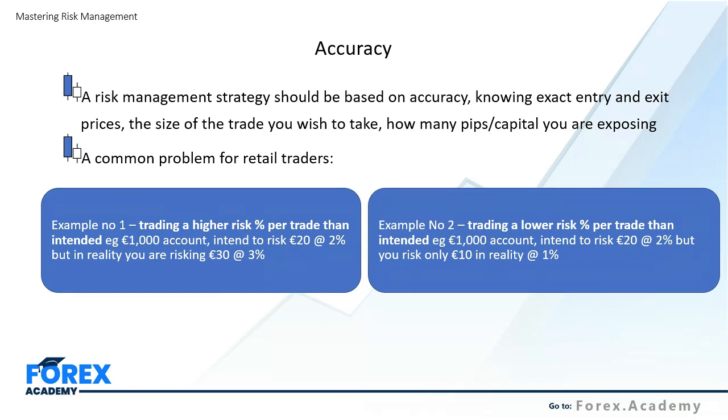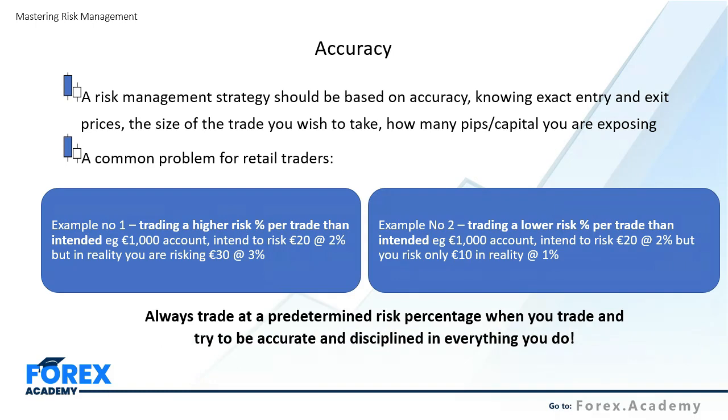And another common problem is trading, on this occasion, a lower percentage per trade than intended. So for example, this time we've still got the trader with the 1,000 euro account, and they intended to risk 20 euro per trade, which again is 2% of their trading account. But in actual fact, they were under trading in this example, and they were actually seeing losses of approximately 10 euro, let's say. And in reality, they were actually trading at 1% when they actually intended to trade a higher percentage than that. So it can work both ways. So it is important to try to maintain a certain degree of accuracy when you trade. Always trade at a predetermined risk percentage, perhaps, and try to be accurate and disciplined in everything you do. And that is just a generic overview.